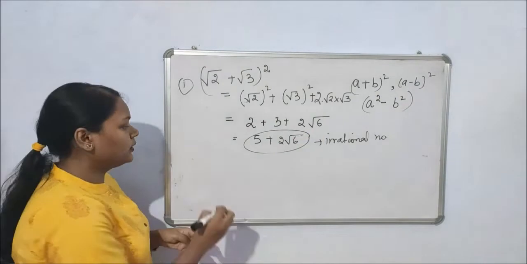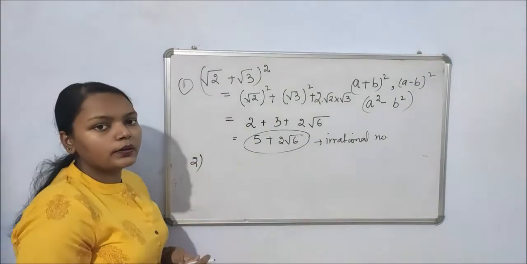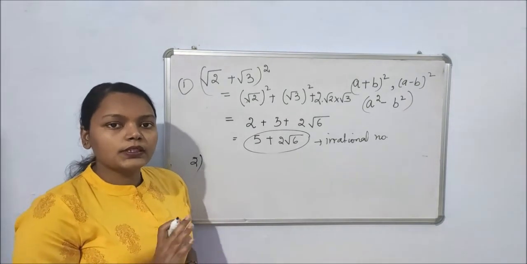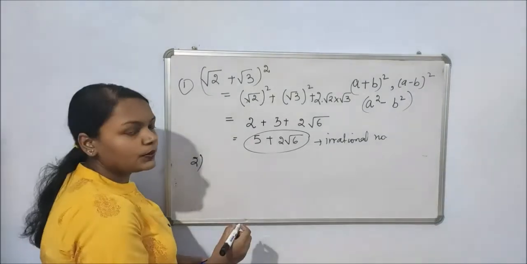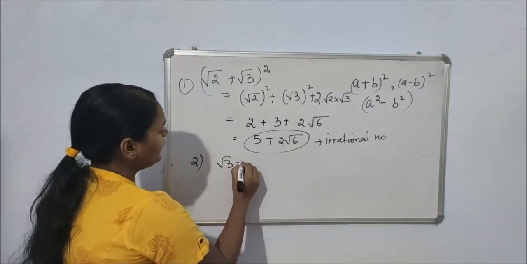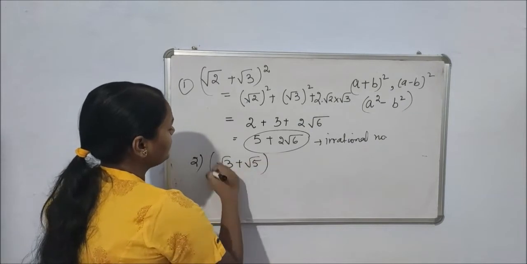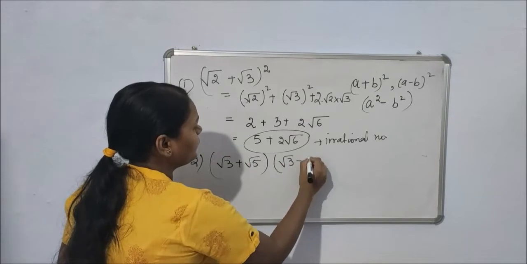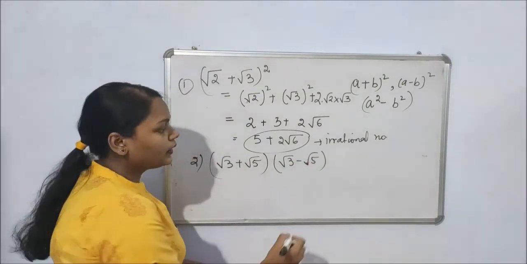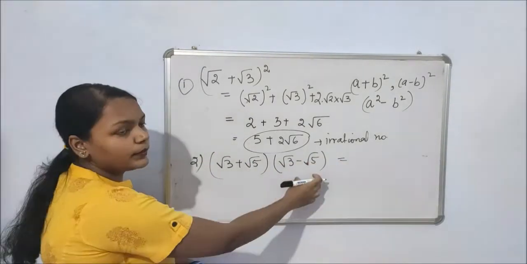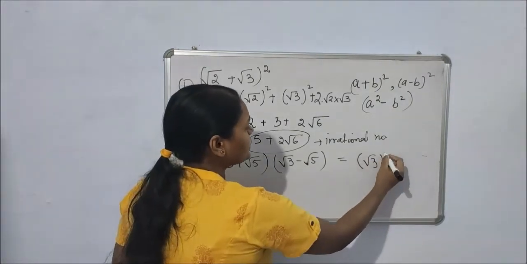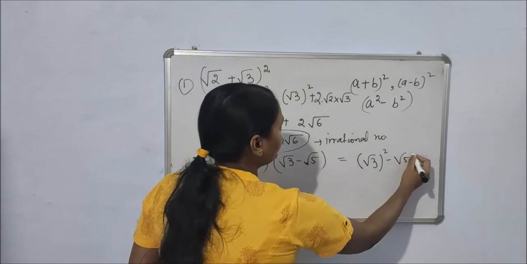So let's take the example for a square minus b square. Now what is a square minus b square? a plus b into a minus b. So let's write root 3 plus root 5 multiplied with root 3 minus root 5. Okay, simply it is a plus b, a minus b. Directly I can write a square minus b square: root 3 whole square minus root 5 whole square.